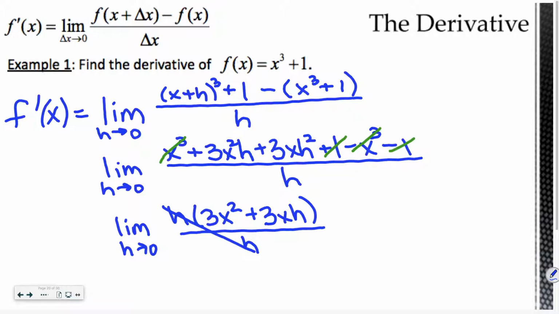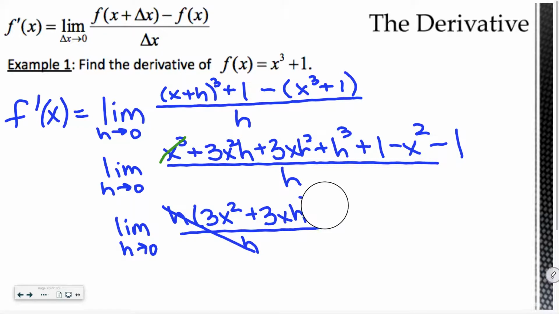Miss Holman, shouldn't there be an h cubed on top? Oh no, there should be. I put plus 1 instead of h cubed, didn't I? Or I just skipped over. Thank you. Plus h cubed plus 1 minus x squared. We all make mistakes. Just gotta go back and fix them.